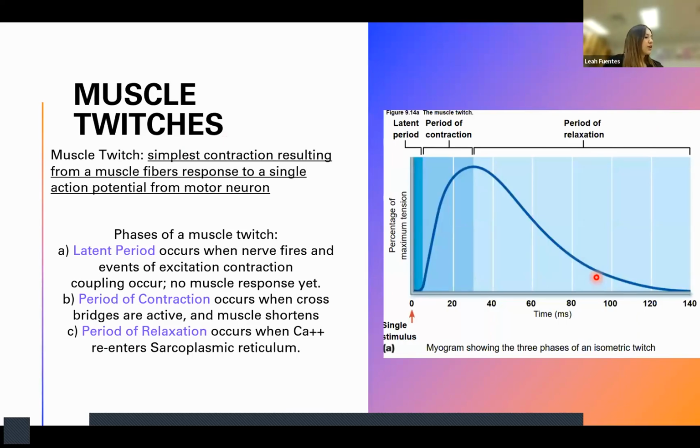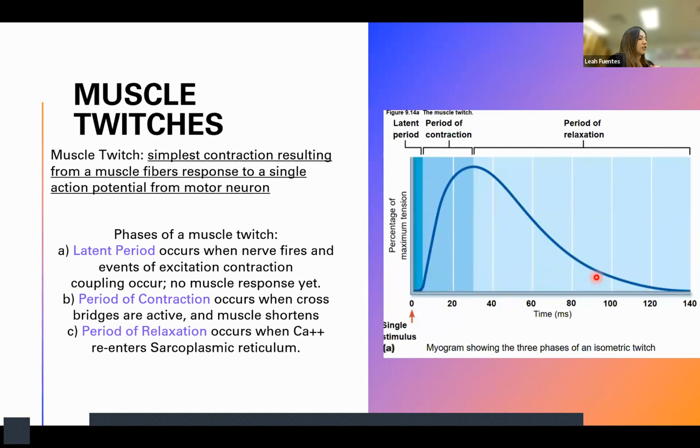And then lastly, we talk about muscle twitches. This is something we got to in class, but we didn't get to talk about it too much. A muscle twitch is the simplest contraction resulting from a muscle fiber response to a single action potential from the motor neuron. We have the different phases of a muscle twitch: the latent period, the period of contraction, and then the period of relaxation. The muscle twitch is a response to a brief stimulus. So something is causing the muscle to twitch.